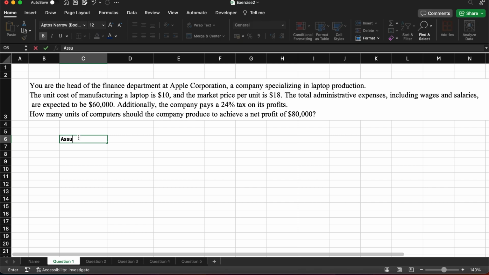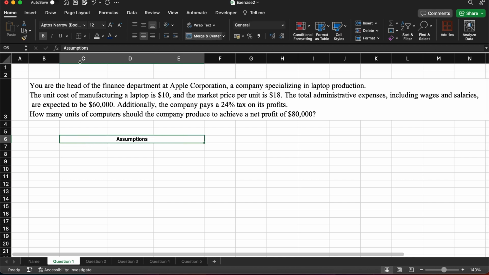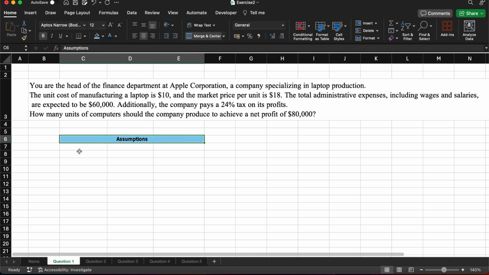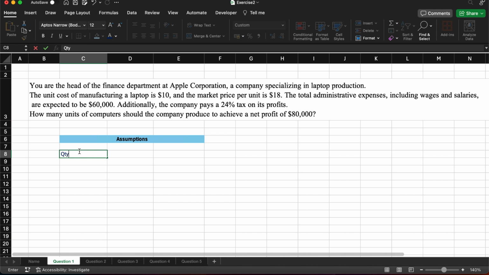These are sample questions that were given to some job applicants to test their Excel skills. So in this question, we've been asked to find the quantity of goods that a company needs to produce in order to make a certain amount of profit. So what comes to mind first is for us to design an income statement.